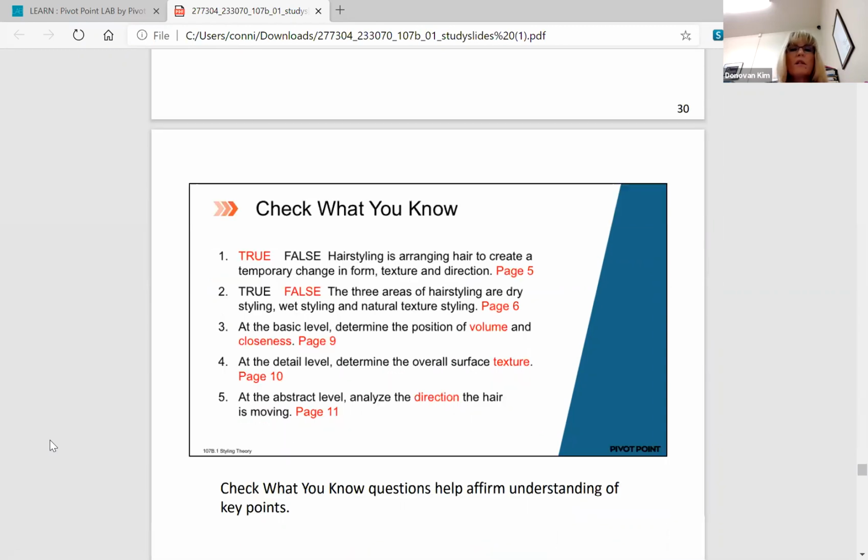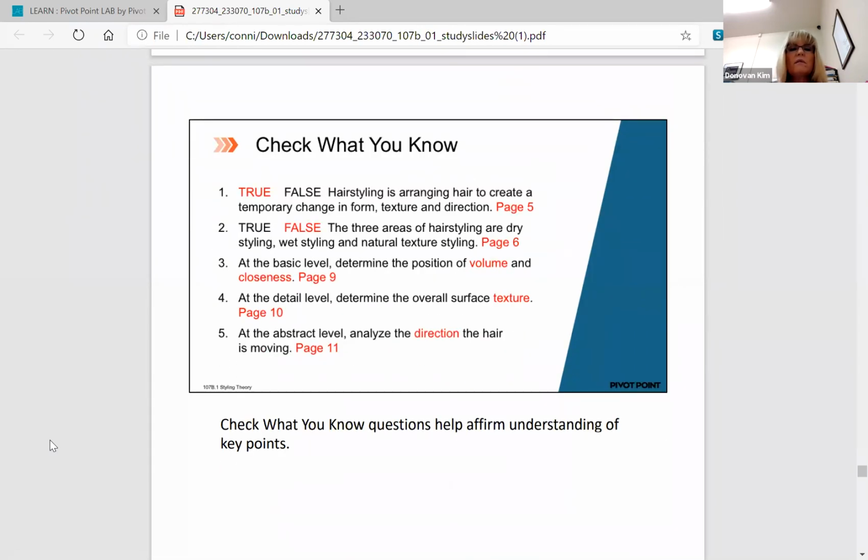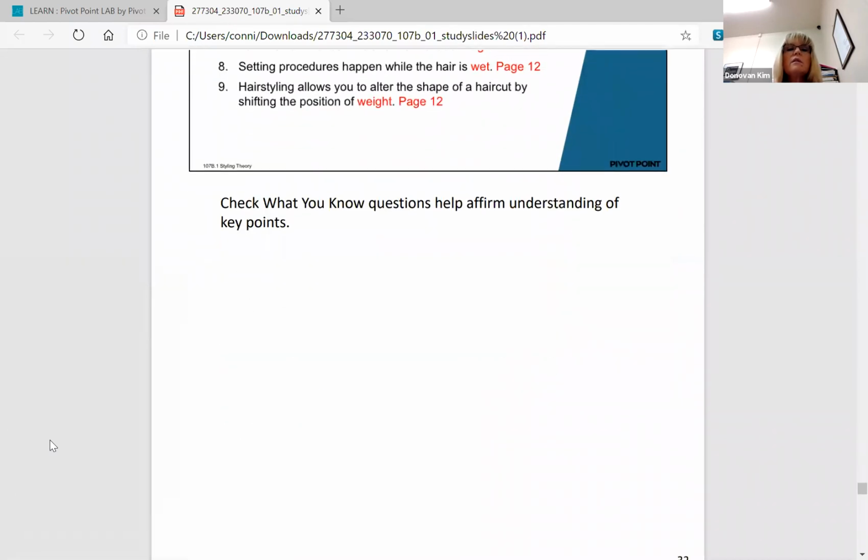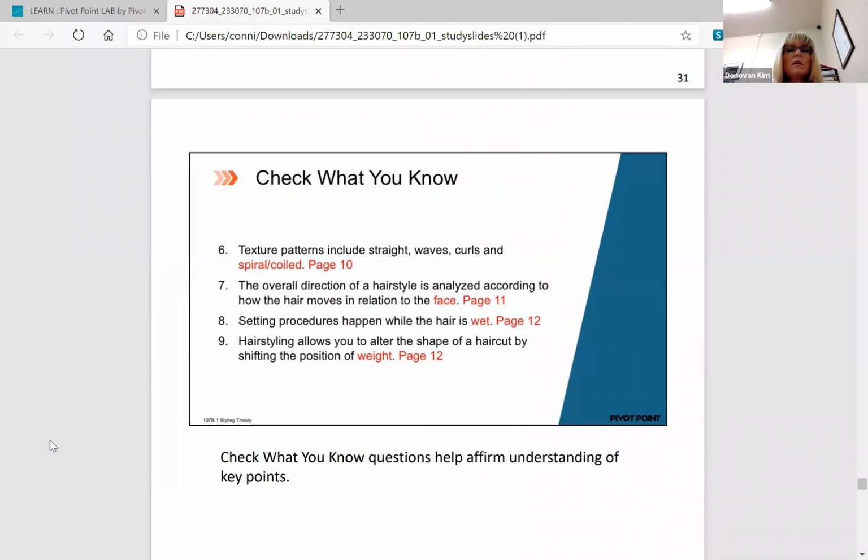Okay. So let's see, true, false, volume and closeness. Oh, you said shape or form, volume and closeness. Okay. Texture, direction. Oh, coiled, there it is. But yeah, it's going to be tighter curled. Face, oh, relation to the face. Okay. Wet and weight. Okay, you guys got that remembered?